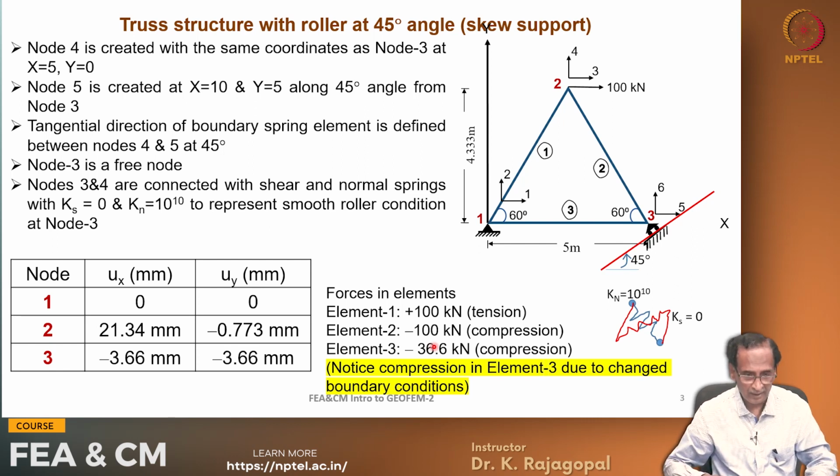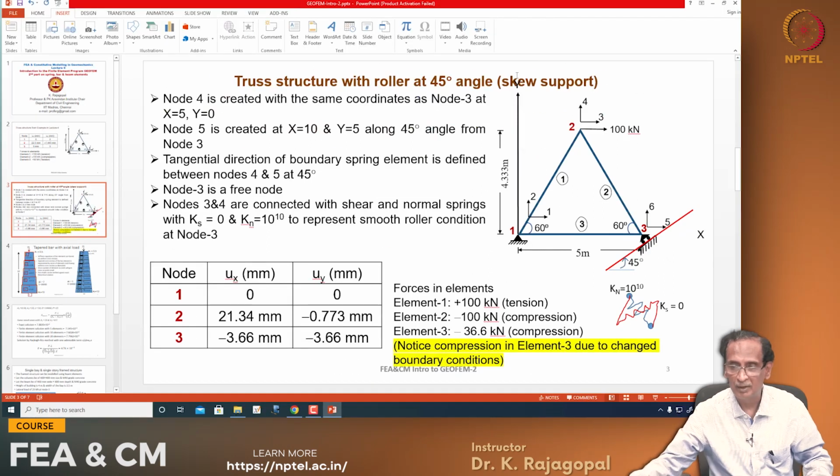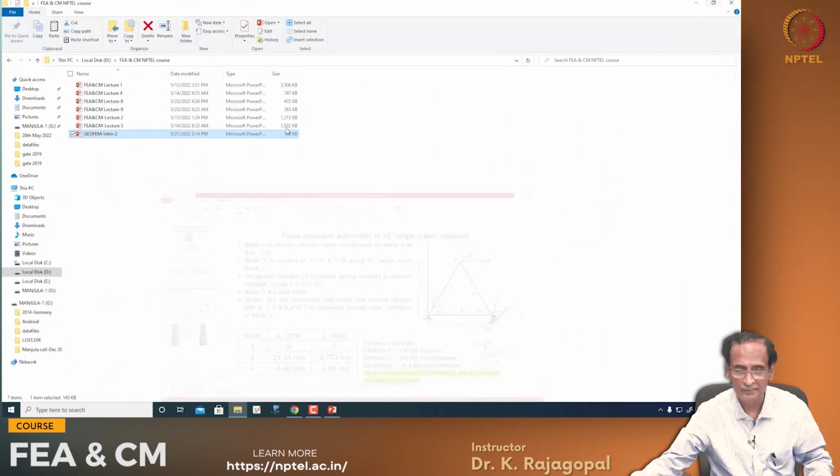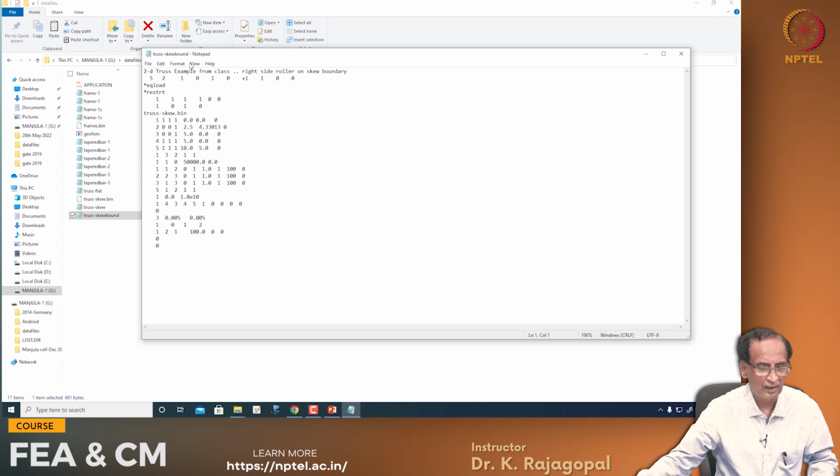Okay. And now let us look at the data file corresponding to this analysis. So, this is the data file for this analysis.